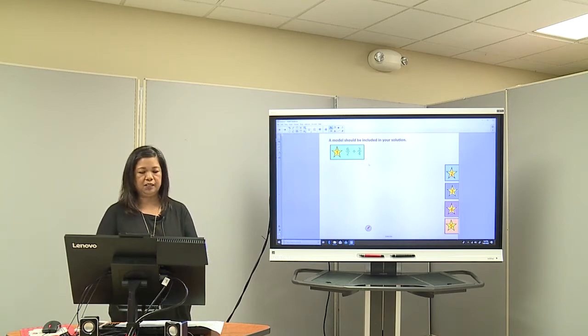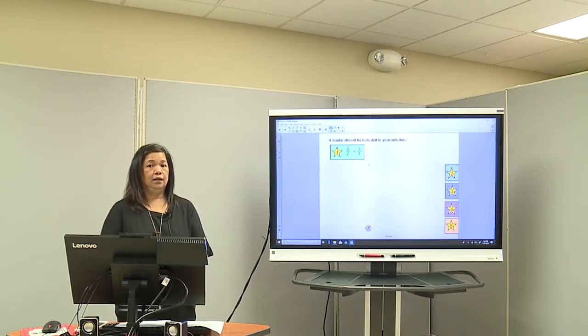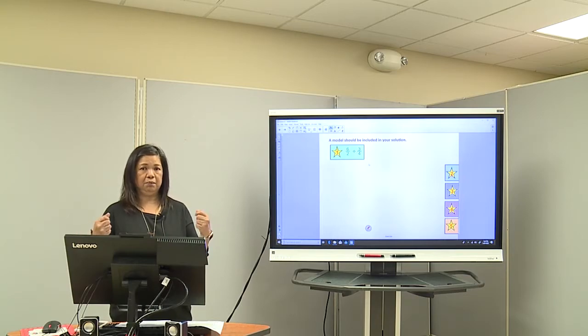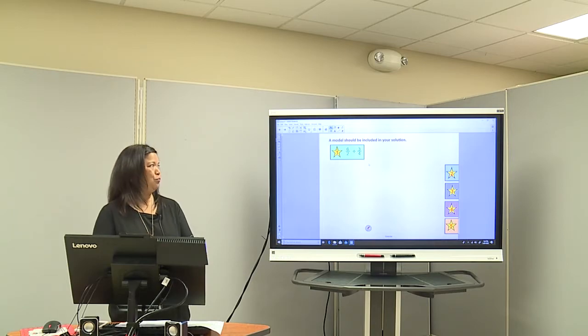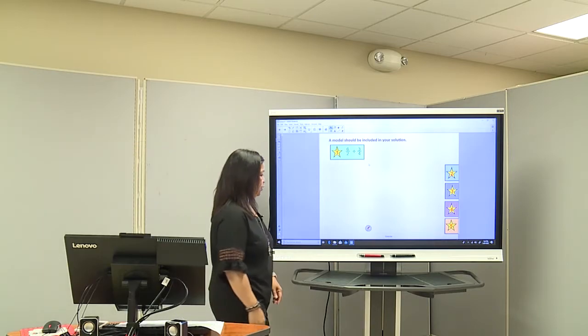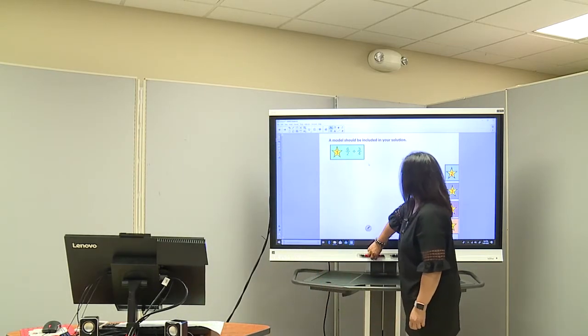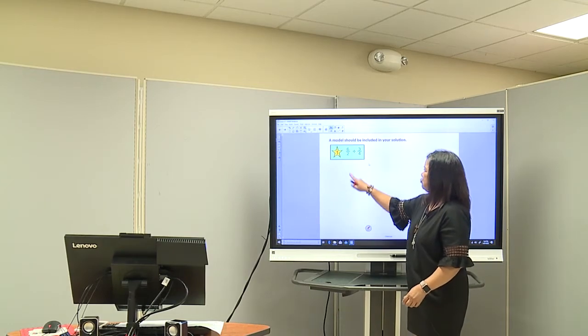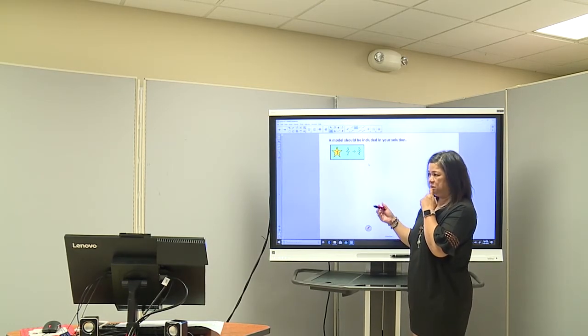Let's begin with 6/2 divided by 3/4. What did you notice? Exactly. They don't have the same denominator. So what do we do? All right, we change them into a common denominator, okay? So I have 2nds and 4ths.